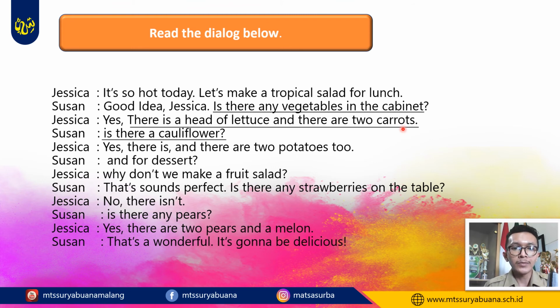Next, is there a cauliflower? It's called a question or interrogative. And then the next one: yes, there is, and there are 2 potatoes too. This sentence, there are 2 potatoes, is called a positive sentence. The next sentence, is there any strawberries on the table? It's called a question or interrogative sentence. Is there any pears? It's also called a question or interrogative.